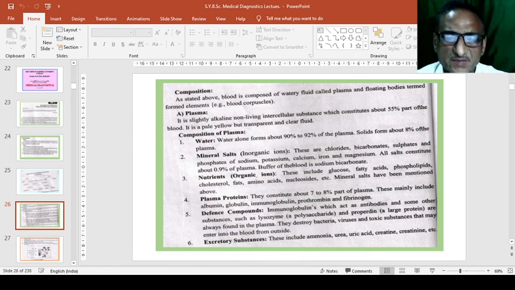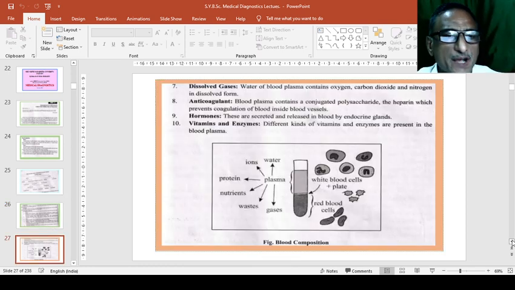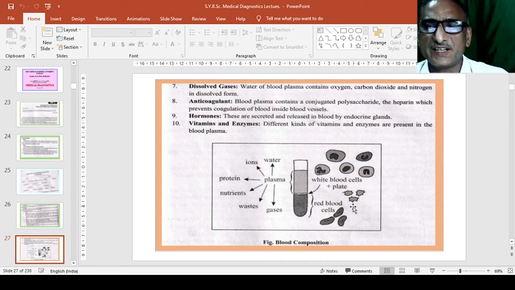Excretory substances include ammonia, urea, uric acid, creatinine, etc. Then it also contains dissolved gases like oxygen and carbon dioxide. It also has an anticoagulant, heparin, to prevent the excess flow of blood from the body. It also contains hormones. These are secreted and released into the blood by endocrine glands. Then vitamins and enzymes are always there in the blood. So this is the plasma.